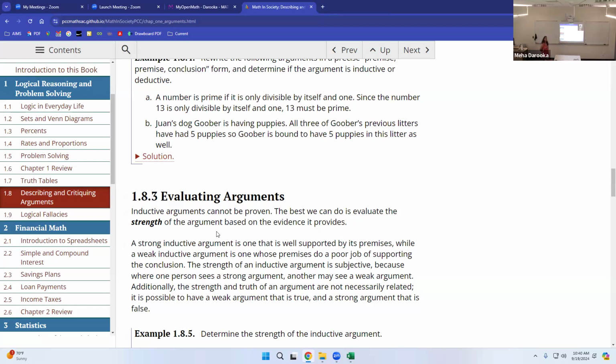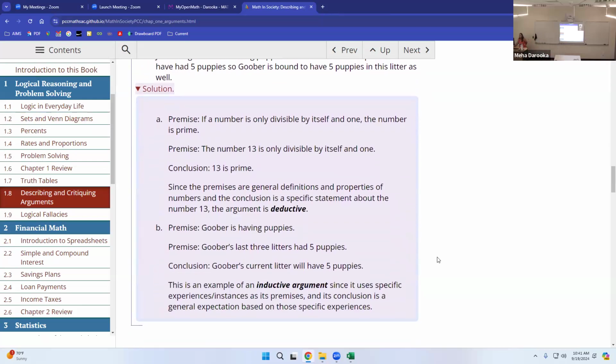Okay, so what would make the premise? Previous litters had 5 puppies, and the other one? Well, the first part, right? Because Goober has to be pregnant to have puppies. So we know Goober is having puppies. All right, so let's see if we did that correctly. Oh, I guess we didn't talk about deductive, inductive. Oh well, we're getting there.